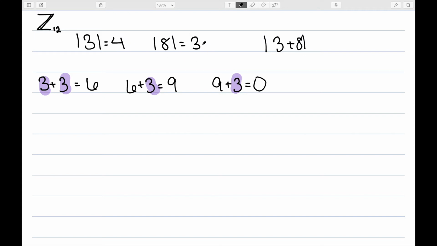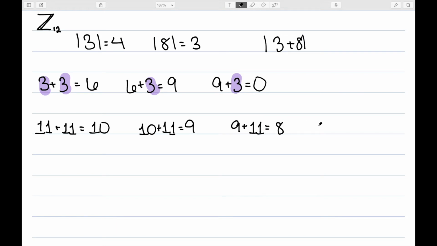Like I said, we just found the order of 8. Now let's do 3 plus 8, which is 11. 11 plus 11 is 22. Mod 12 is 10. 10 plus 11 is 21. Mod 12 is 9. 9 plus 11 is 20. Mod 12 is 8. 8 plus 11 is 19. Mod 12 is 7.